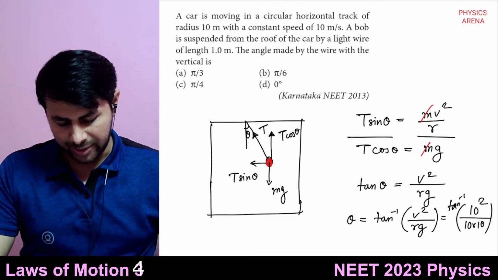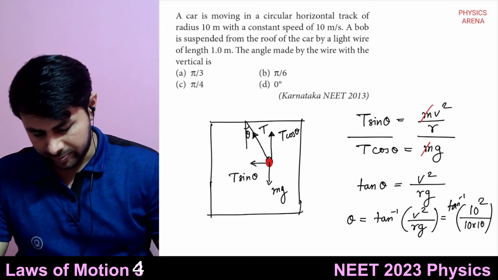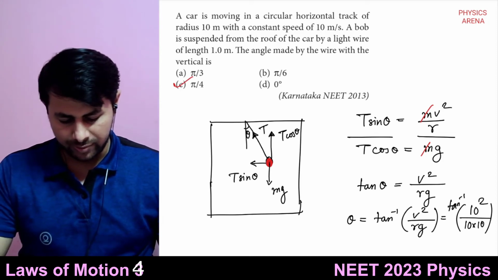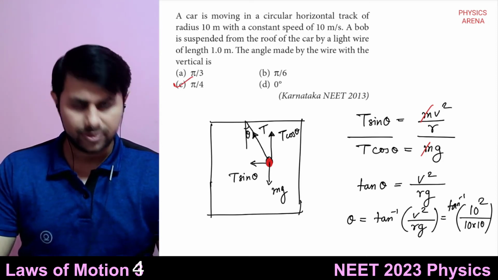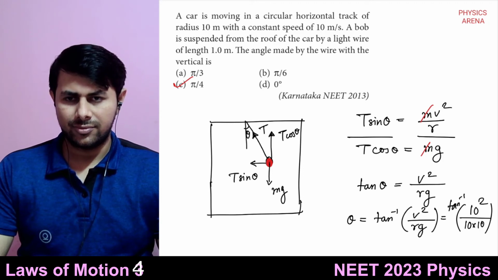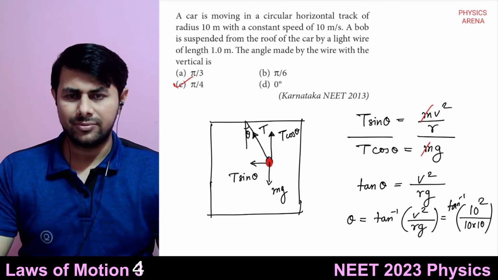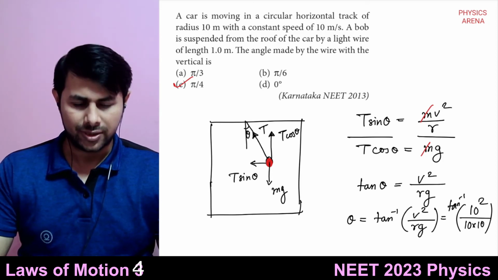It is in terms of pi. Option C. Okay, it is pi by 4. Pi is 180, 180 upon 4 is 45 degrees. So this is clear? Yes, no? Okay, Tamil Selvi? Okay, good.